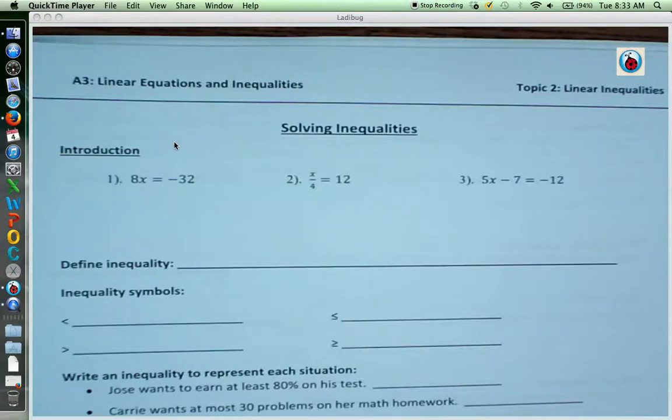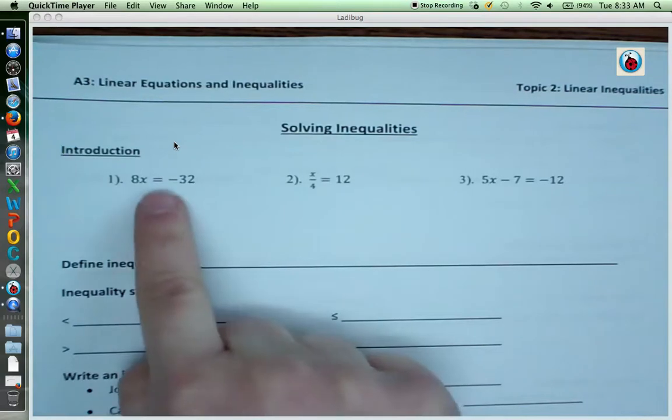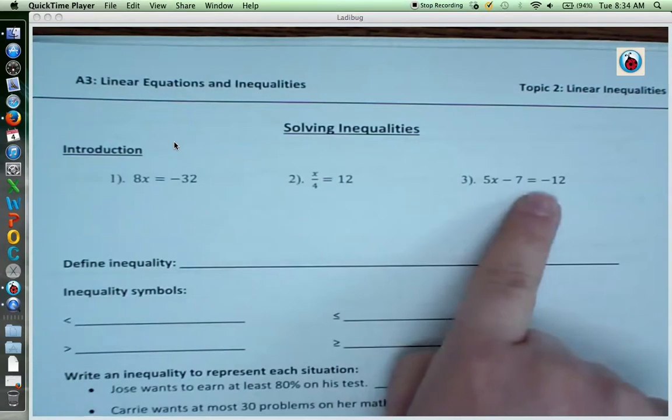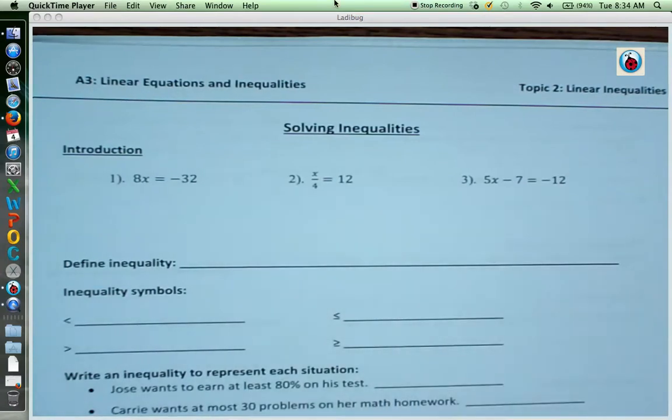This lesson is about solving inequalities. The previous 4 lessons that you saw were all about solving equations. Equations have equal signs, like in these 3 problems. Hopefully by now you're pretty comfortable and familiar with solving equations, and now we're going to start solving inequalities, which are different.